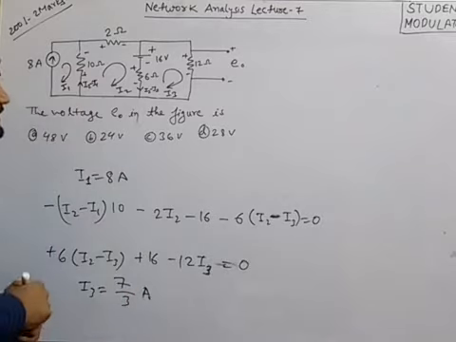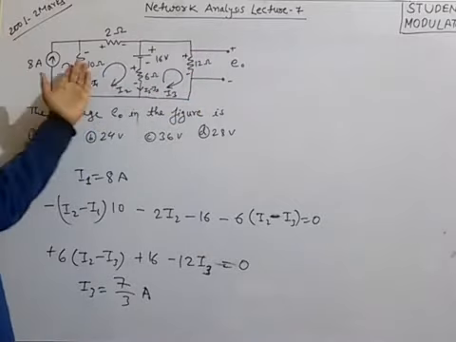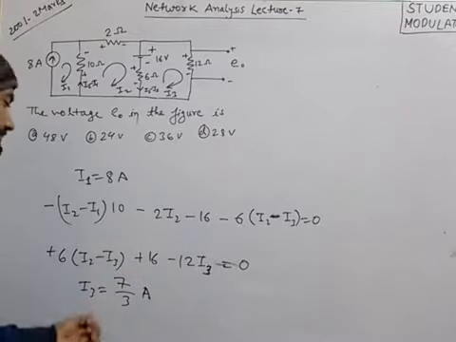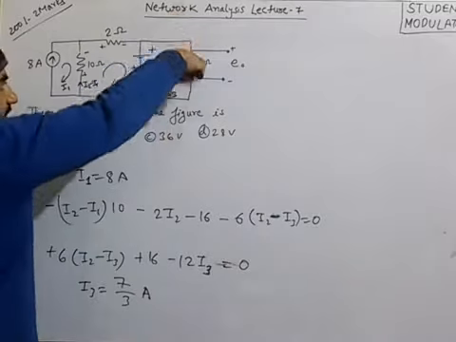This is the desired value, because we need E0, so we desire I3 only. We are not interested in I2. So we will try to find I3 directly from these three equations. I3 equals 7 by 3 ampere, and that I3 is flowing through this element.